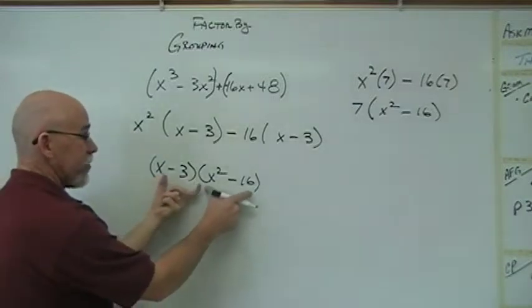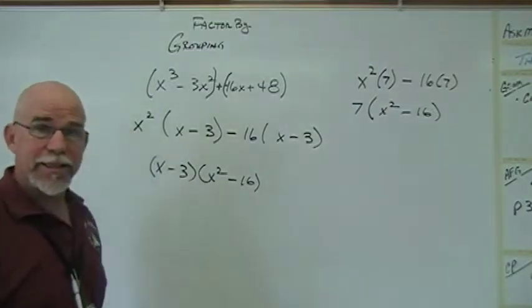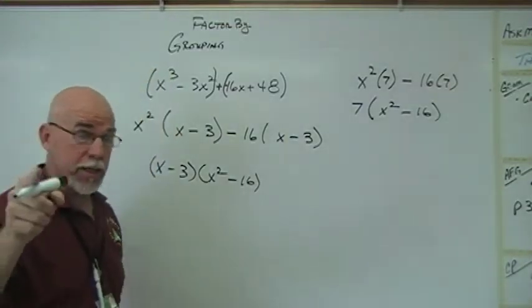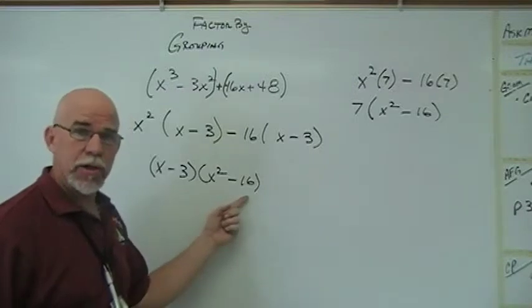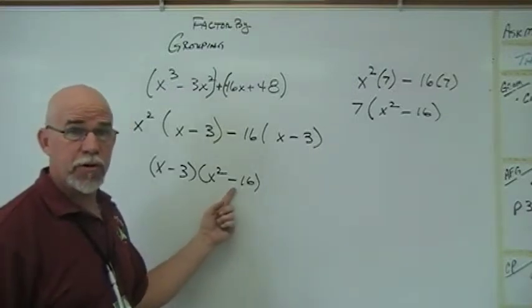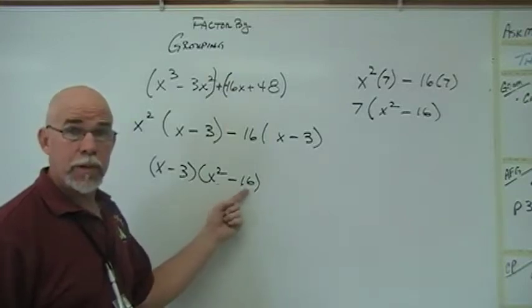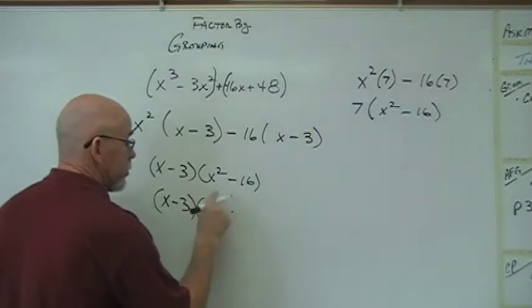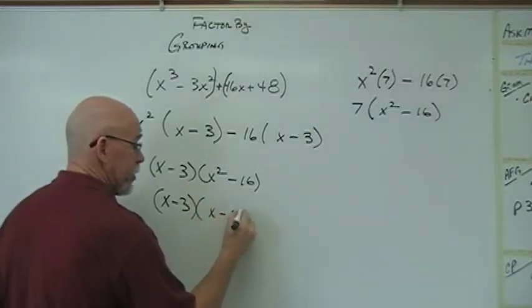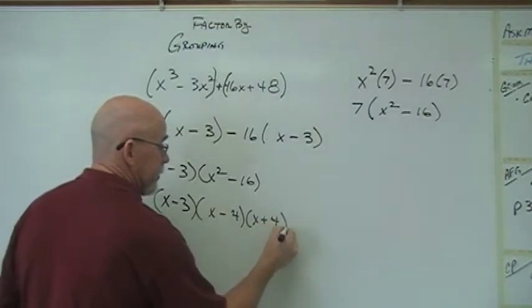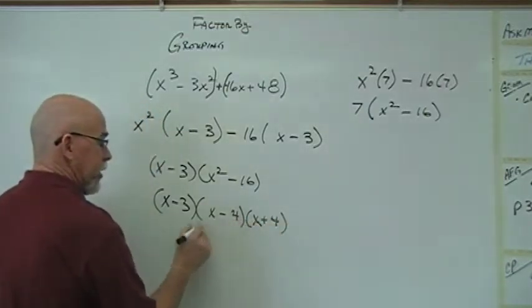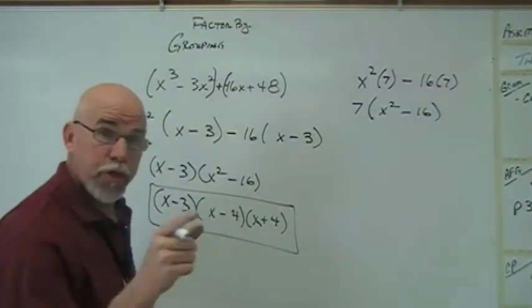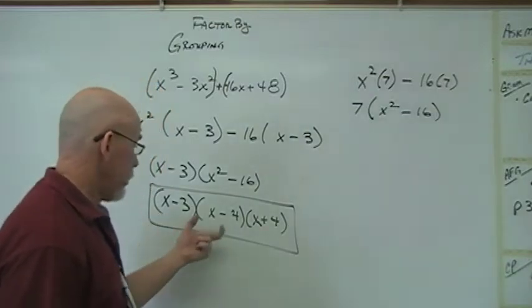Well, now we have this factor, x minus 3 and x squared minus 16, but is it factored completely? Keep your radar out to see if you see common patterns that we've been introducing you to. This is the difference of two squares, so I know I can factor that. Difference of two squares: square root of the first one, square root of the second one, one plus, one minus. It doesn't matter which you write first. That is factored correctly. That is factored completely. 3 factors: 1, 2, 3.